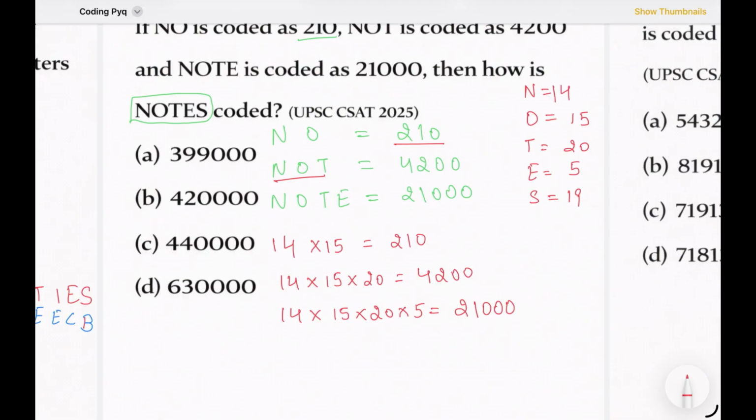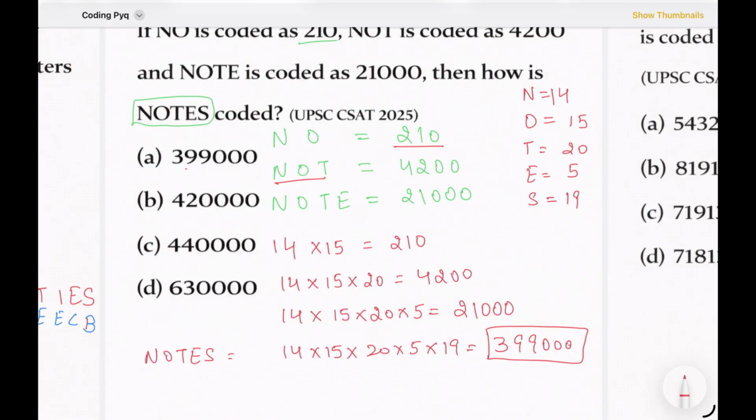Next we have to find "notes." So for "notes" it will be 14 into 15 into 20 into 5 into 19. If we multiply all this, we get 3,99,000. So option A is the correct option.